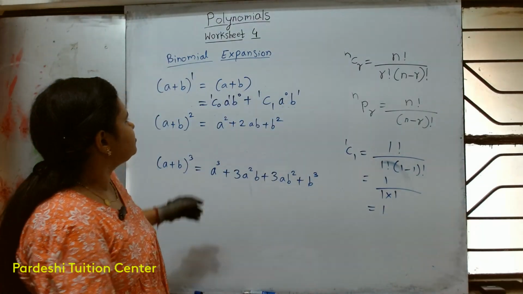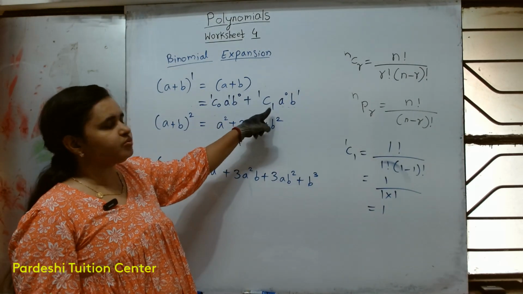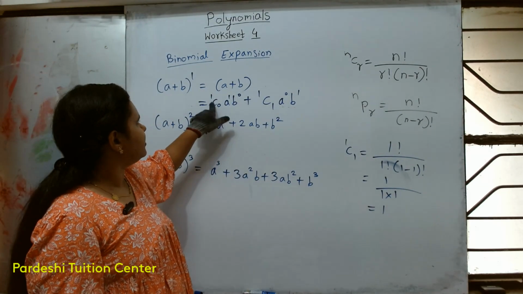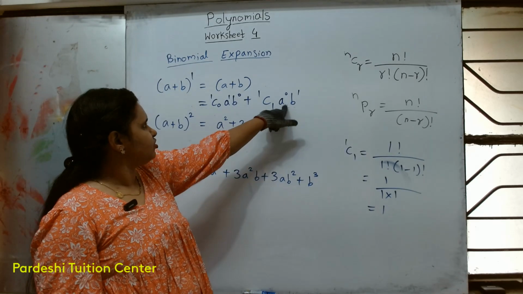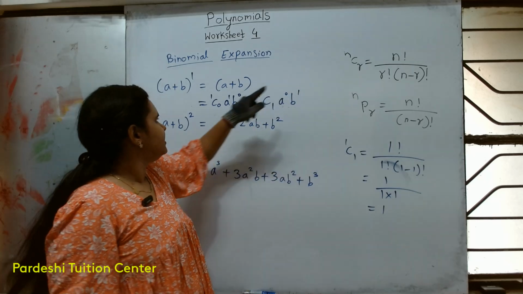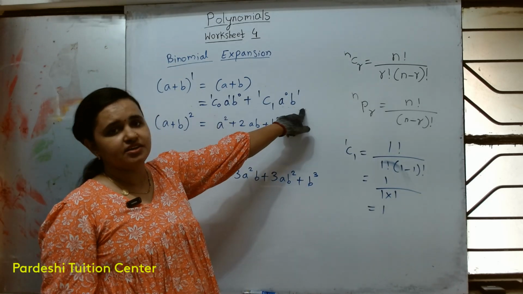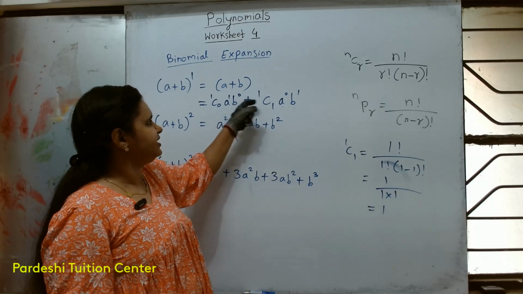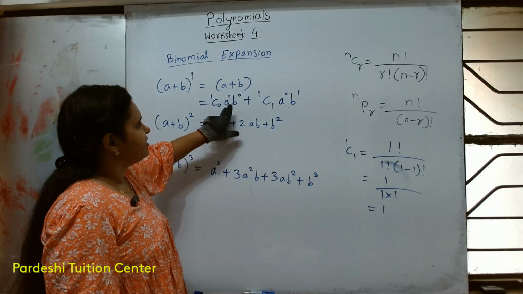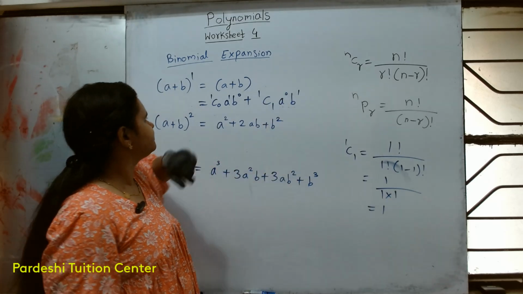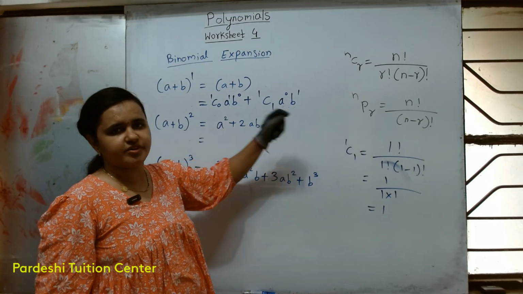Now, can you see the series? Here it is 1c0, here it is 1c1. Now a to the power 1, here a to the power 0. The power of a is reducing and the power of b is increasing. Here b to the power 0, here b to the power 1. So the power of b is increasing from 0, 1, 2, 3, 4, and for a it is decreasing. So, can you write it for a square plus 2ab plus b square?